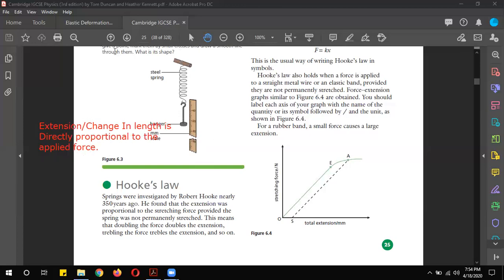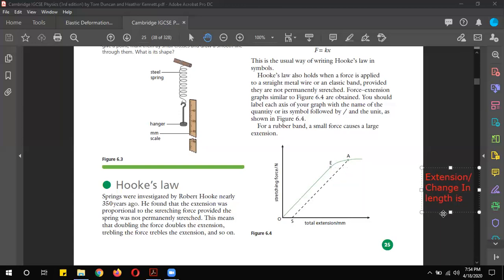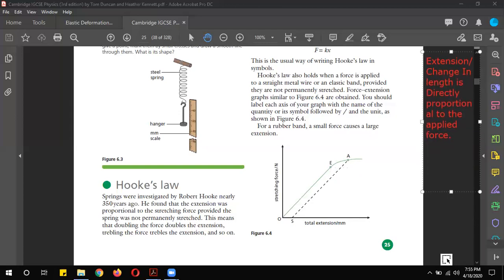The more force you have, when you increase the force, what will happen? The extension will be increased. When you increase the force applied on the object, you will see that there is an increased change in length.